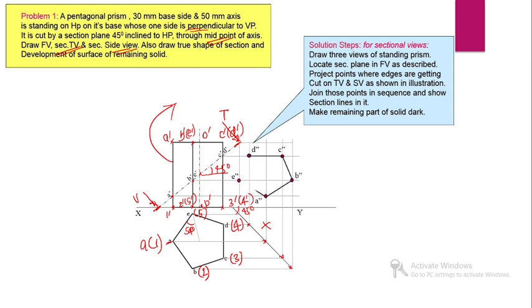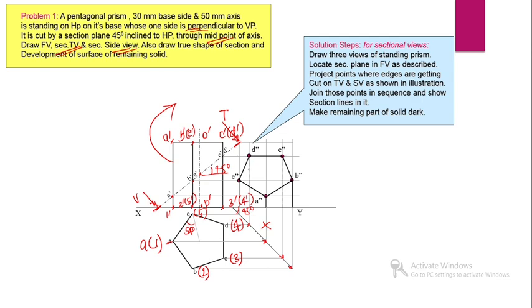Then we can draw a pentagon. We can draw a pentagon in the side view. Then we can draw all the vertical edges of the remaining solid by a thick line.